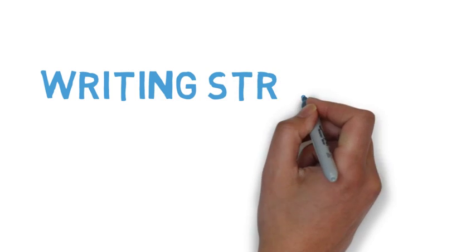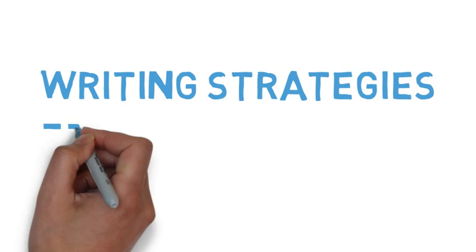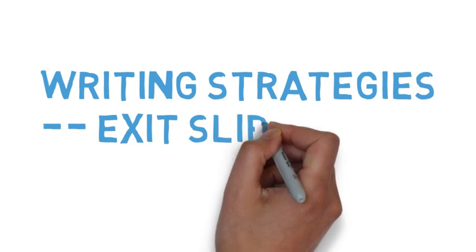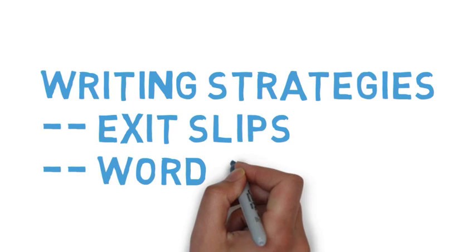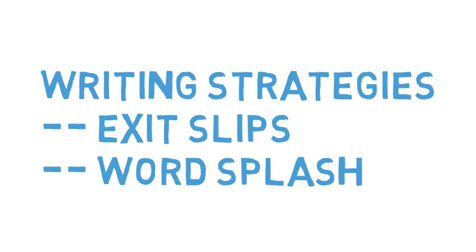Finally, the writing domain has several strategies that we use with all of our students frequently to help them grow as writers. One example is an exit slip where we have students provide a brief written summary of what they've just read just prior to the end of the lesson. It could be formal or informal. Another example is a word splash, where key content-related words are written on the board for students to spontaneously add words or phrases associated with the topic.